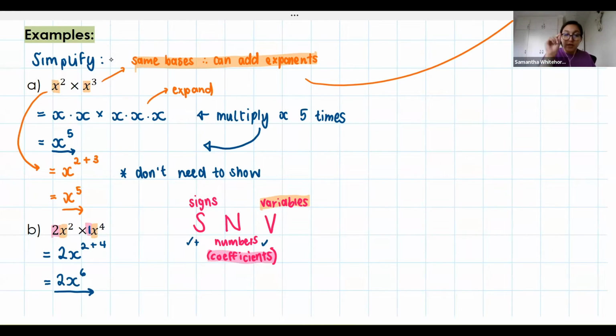Now, again, you don't have to show the plus or the adding of the exponents. That's not necessary. You obviously are more than welcome to do it. You don't need to, but you can. And as long as we remember that if it's the same bases, we can add the exponents, we are able to simplify our expressions.